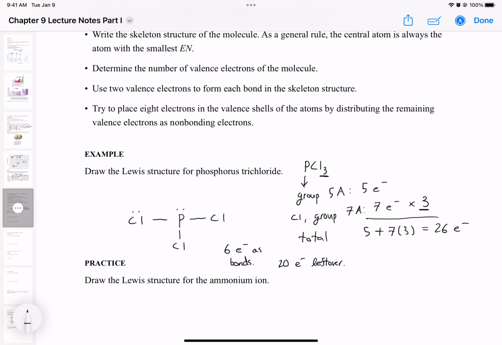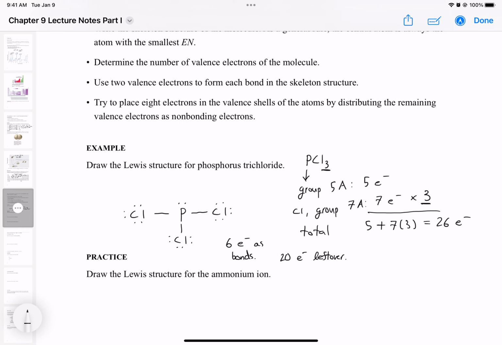So 1, 2, 3, 4, 5, 6. So that's 8 electrons I've added. 9, 10, 11, 12, 13, 14, so 14, 15, 16, 17, 18, 19, 20. So now I have a total of 26 electrons in my Lewis structure. So this looks good. So this is the structure of phosphorus trichloride.